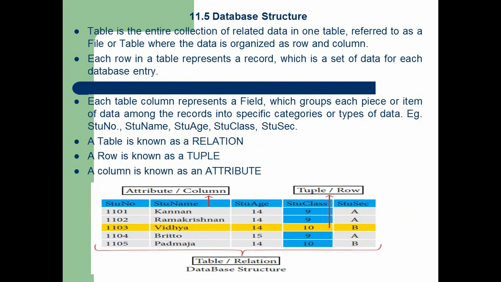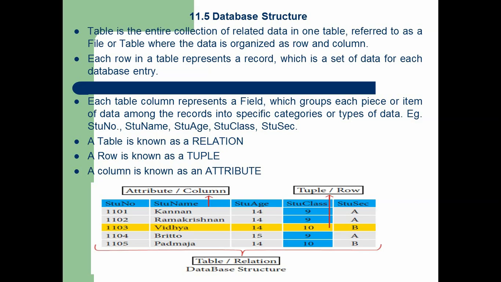Now we are going to see the database structure. Of course, we know all the data in a database should be stored in the form of tables. We know tables are made up of rows and columns, but in a database we should not use the words row and columns. They are called by other terms: tuple and attribute. In a database, all the rows are called tuples, all the columns are called attributes, and all the tables are called relations. So we should not use the words row or column.